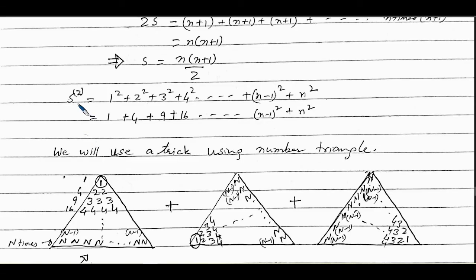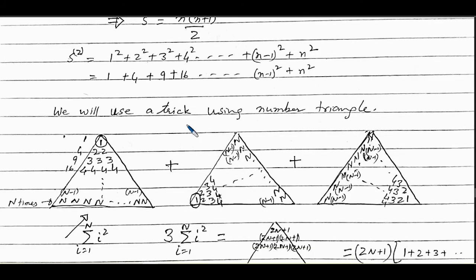Similarly, let us try to find out what is the summation of 1 square plus 2 square plus 3 square plus 4 square and so on up to n square. This is 1 plus 4 plus 9 plus 16, 4 square is 16, and so on. This is what we used in our earlier proof for deriving the formula of a volume of a cone. So we'll use a trick. You see how I'm slowly coming to numbers and slowly also using some geometry. To get the formula for this series, we'll use a trick using a number triangle.